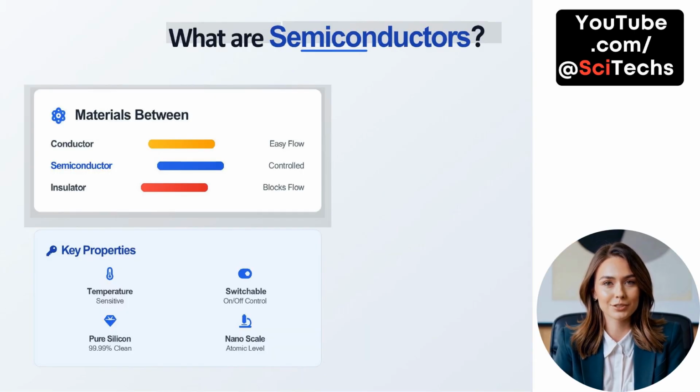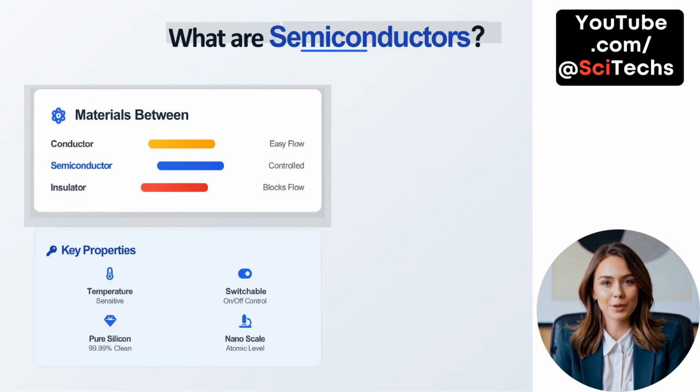What are semiconductors? Semiconductors are materials that sit between conductors and insulators in terms of how they allow electricity to flow. Conductors, like copper, allow electricity to flow easily. Insulators, such as rubber or glass, block the flow of electricity entirely. Semiconductors offer a unique middle ground. They allow the flow of electricity to be precisely controlled. This controllability is what makes them so essential in electronics.